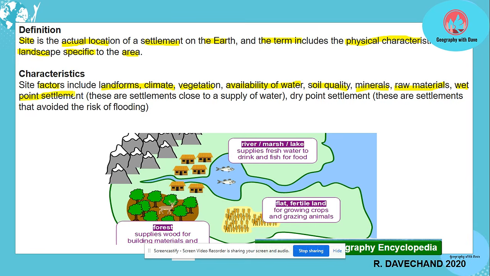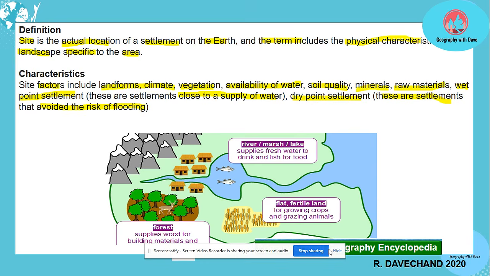This refers to settlements that are close to the water supply. Maybe there's a shortage of water in the area. Maybe there's just a lake or something of that sort, and then the farmers would come closer to that area for that water. Also, dry point settlement, these are settlements that avoid risk of flooding. Okay, what we are saying here is sometimes there's a lot of water and the river can flood. So what do we do? We actually move away to a higher area or further away to avoid the flooding.